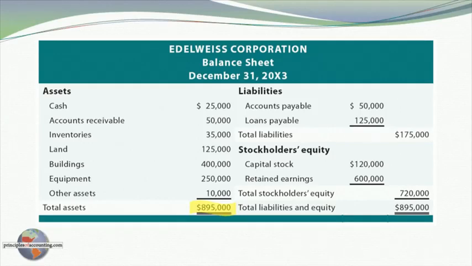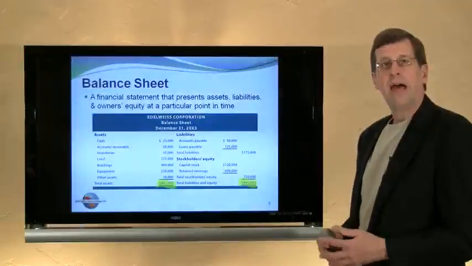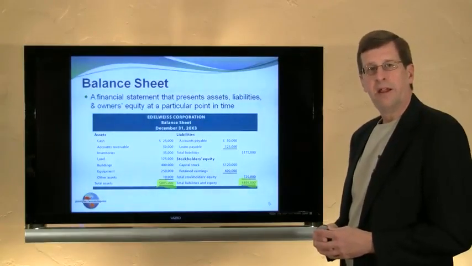The obligations of the entity, the total liabilities, in this particular section total $175,000, and for this particular corporation, you can see that the equity consists of capital stock $120,000 and retained earnings $600,000. Now, that gives us total equity of $720,000, so the $895,000 in assets equals the sum of the liabilities plus the equity. So, the balance sheet is a reflection of the fundamental accounting equation.